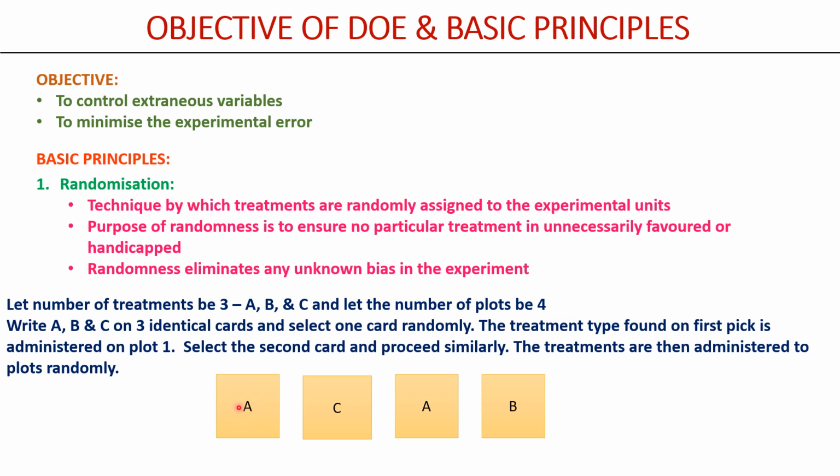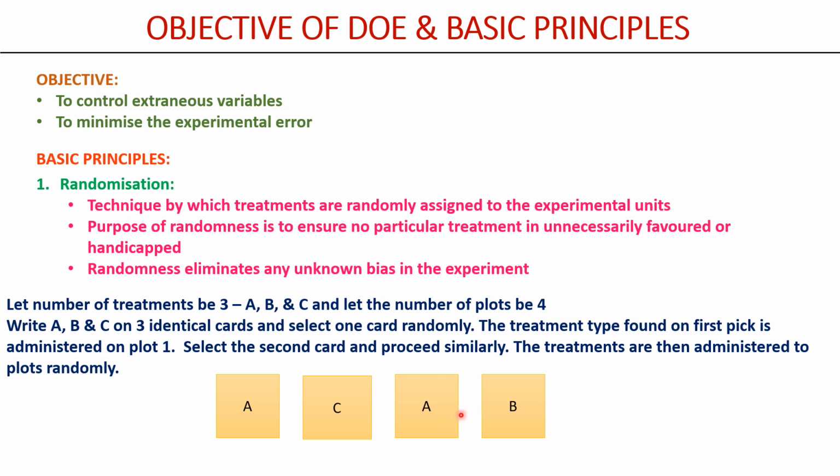Similarly, I put the card back into the pack. Again I shuffle and I pull out one more card for filling up the second plot, and I see that it is C. I put it back, shuffle again, and pull out a card. So I see here that treatment A is applied for two plots, one is for B and one is for C. There was no particular reason for choosing ACAB as the combination. It was in a purely random manner that we selected the treatments for these plots.